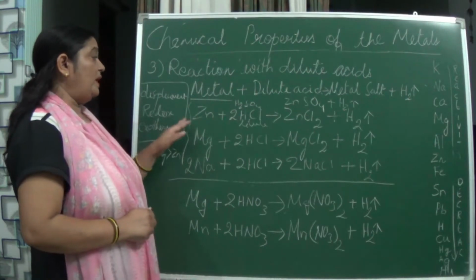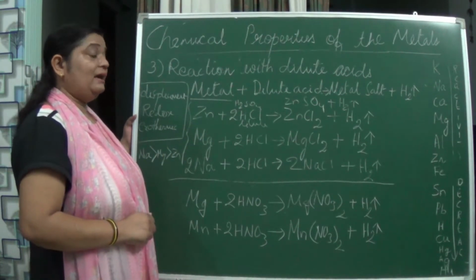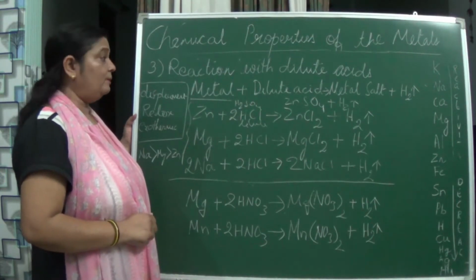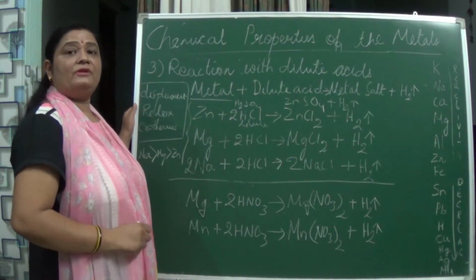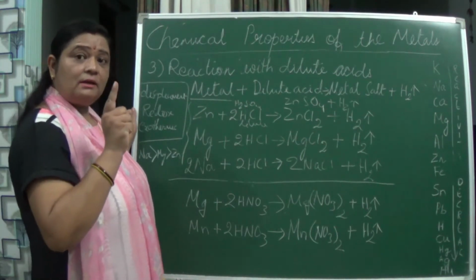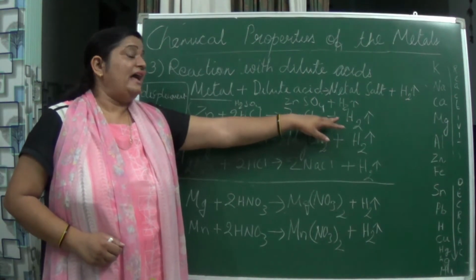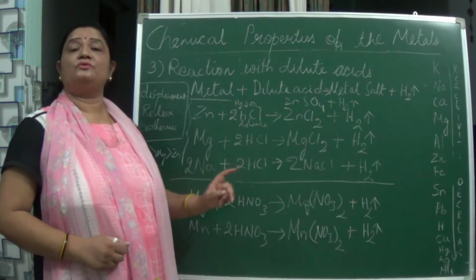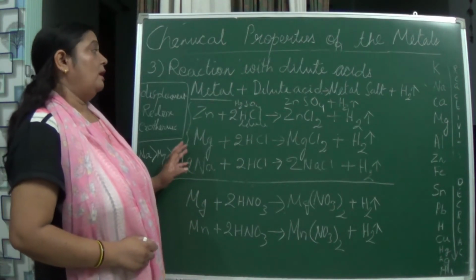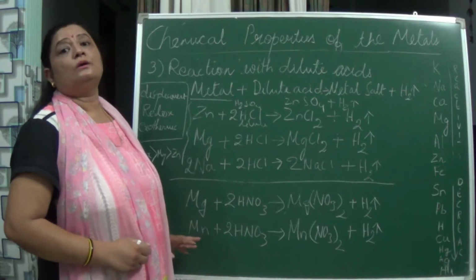Why? Because when zinc reacts with dilute nitric acid, we get the corresponding zinc nitrate, but we will also get nascent oxygen. That nascent oxygen will combine with the hydrogen which is given out and oxidize that hydrogen to form water, and so the reaction with dilute nitric acid is not possible.